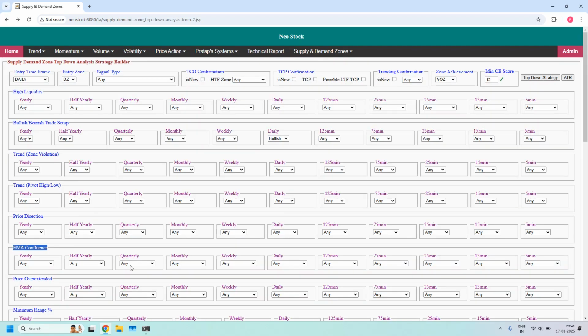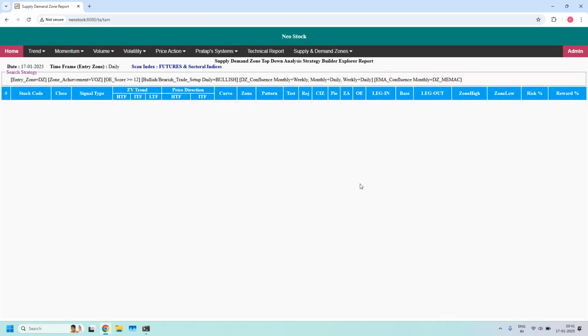So in the EMA confluence at monthly time frame, I am enabling the filter monthly demand zone having monthly EMA confluence. So none of the stocks have monthly EMA confluence. Okay, this is about the bullish trade setup for monthly income trade.